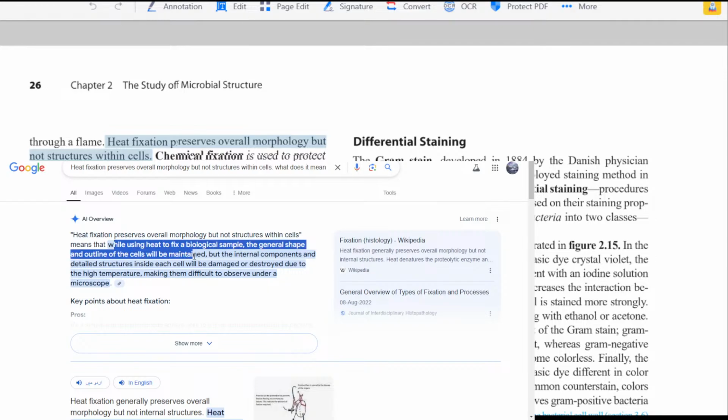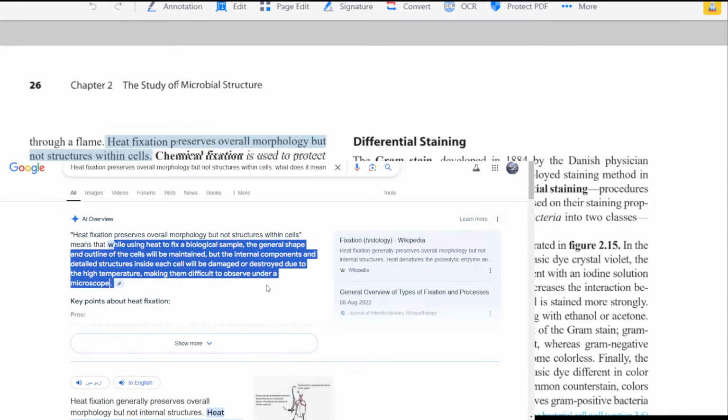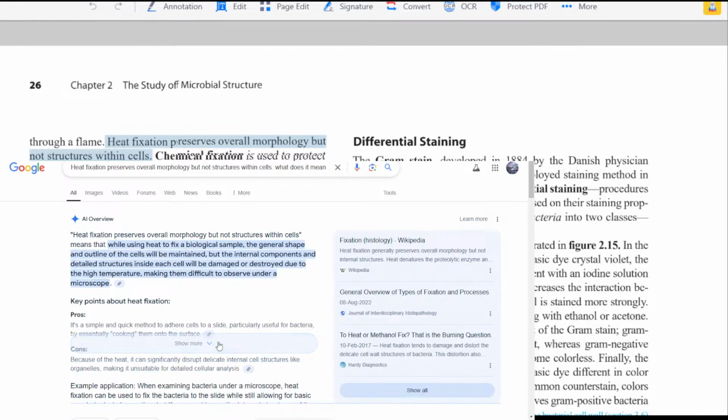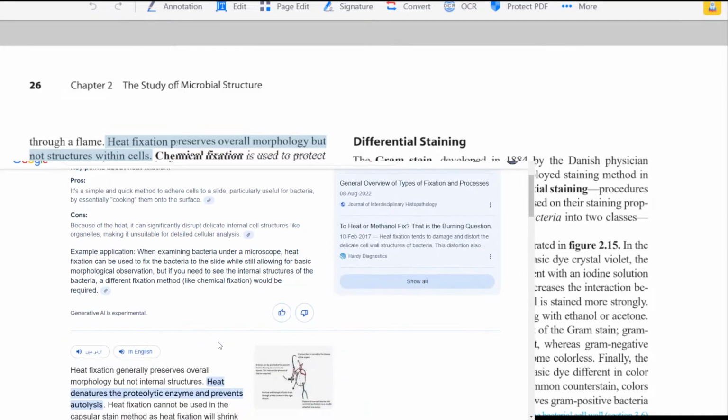It means that while using heat to fix a biological sample, the general shape and outline of the cell will be maintained, but the internal components and detailed structures will be damaged due to the high temperatures, making them difficult to observe under the microscope. Right, it's the normal thing. The internal structures are sensitive to heat, unlike the outer membrane and cell walls. I mean, they are more resistant to damage than the internal structures.